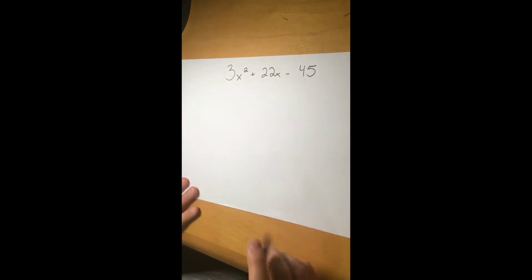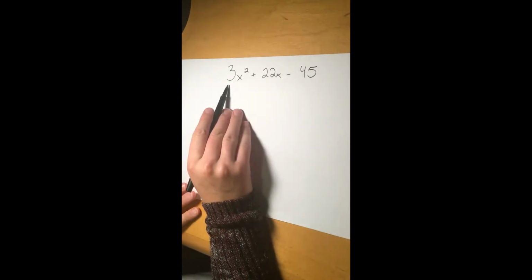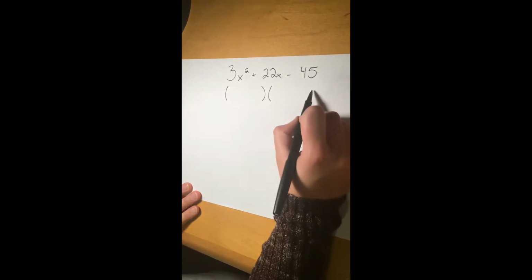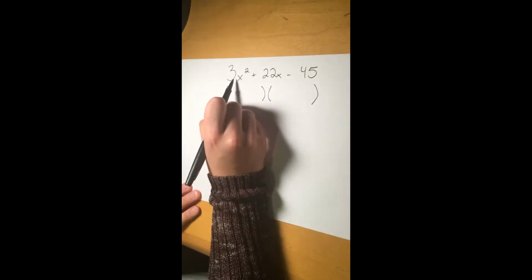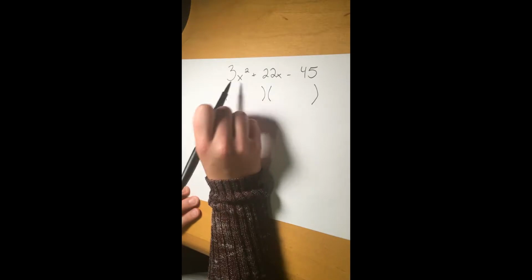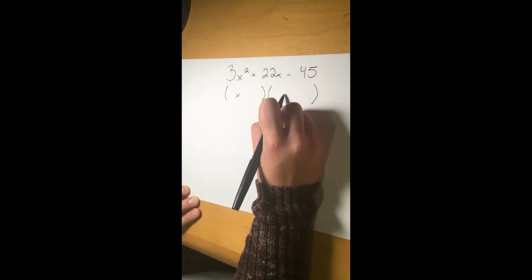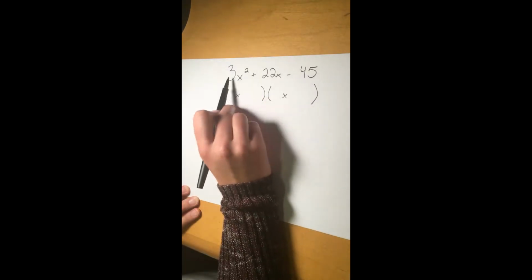Another example. This time we're starting with a coefficient that is not 1. So we get a little bit more tricky. Again, you set up your parentheses. This time, what do we multiply by each other to get 3x squared? Well, we know it's still going to have to be an x and an x, but there's a coefficient. X times x is x squared.